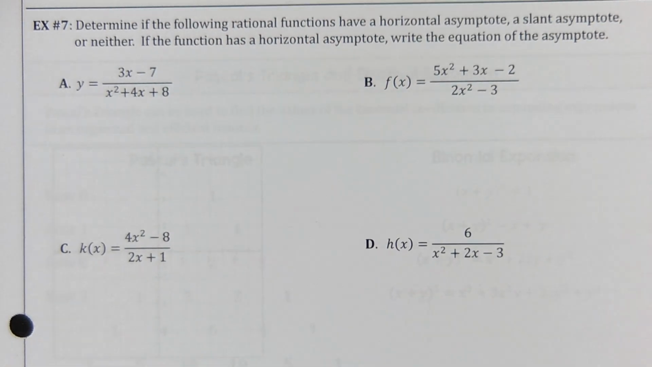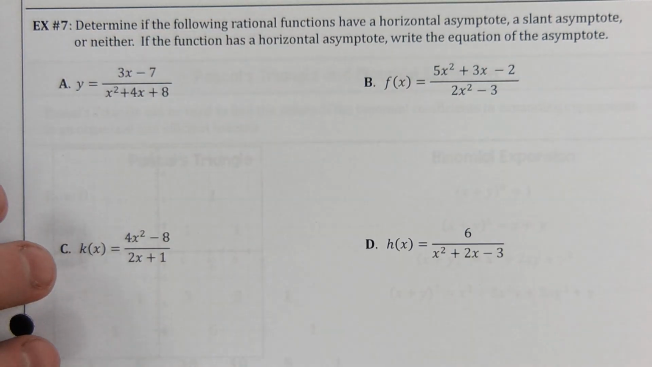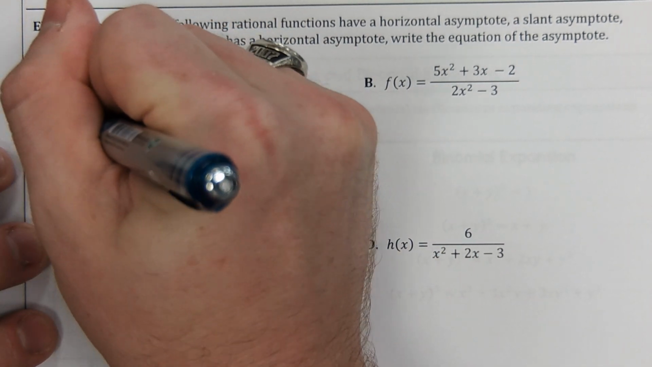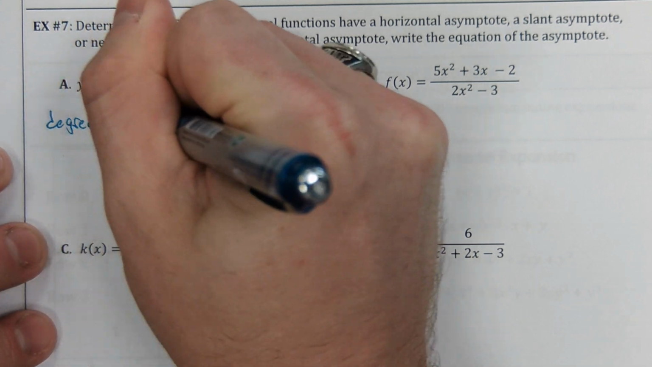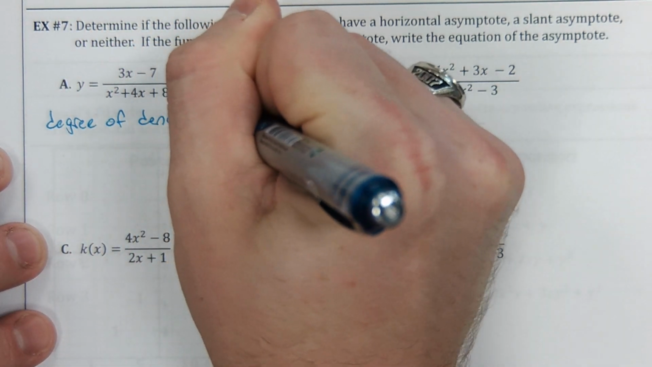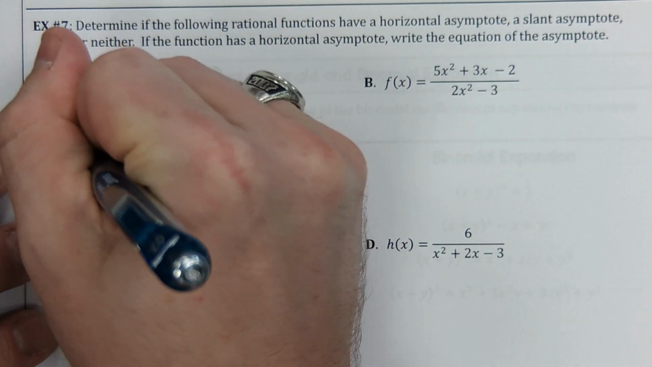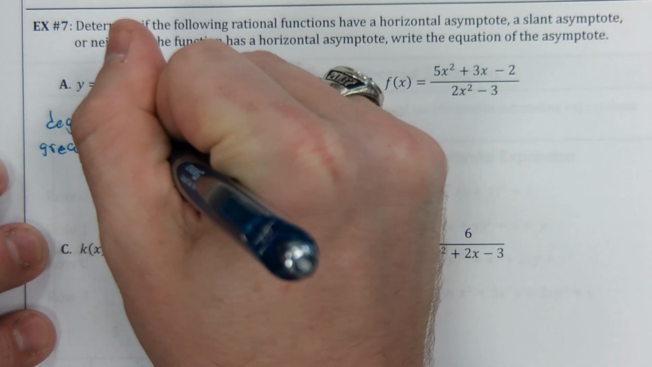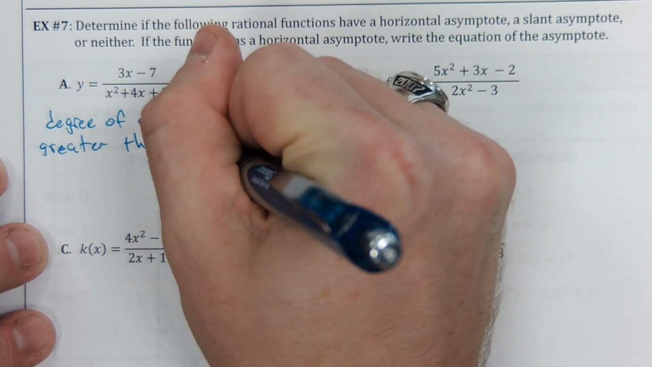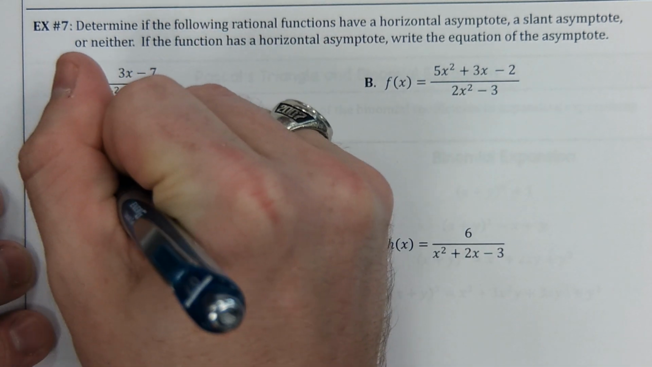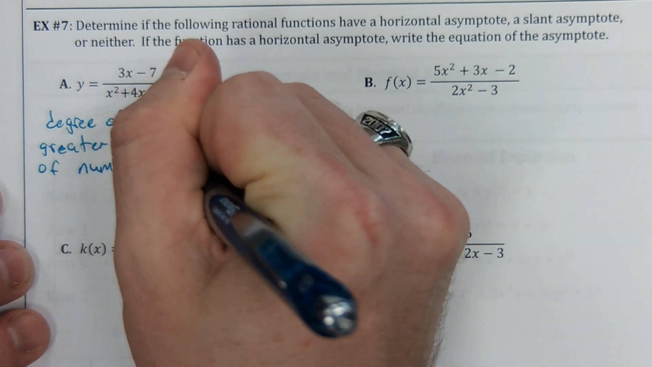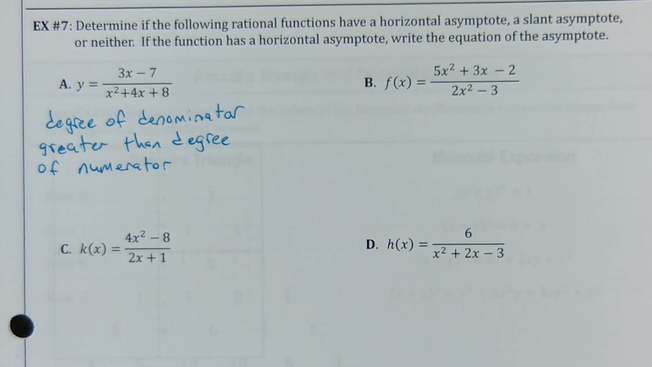This one here. What I recognize is that the degree of the bottom is larger than the degree of the top. So I'm going to say degree of denominator greater than degree of numerator. In layman's terms, bottom heavy. But you can't say bottom heavy on the AP exam. You need to use actual academic vocabulary. So since it's bottom heavy, we have a horizontal asymptote.